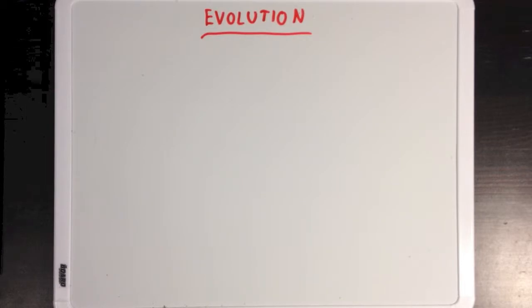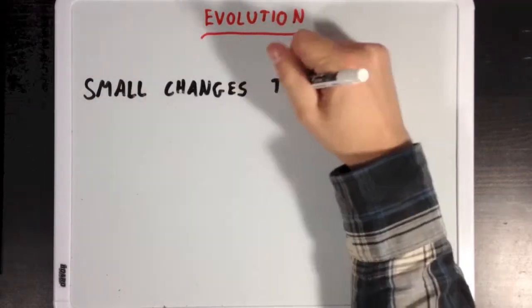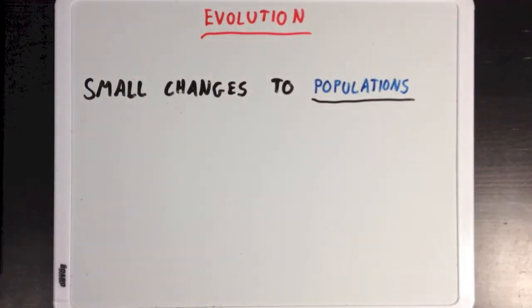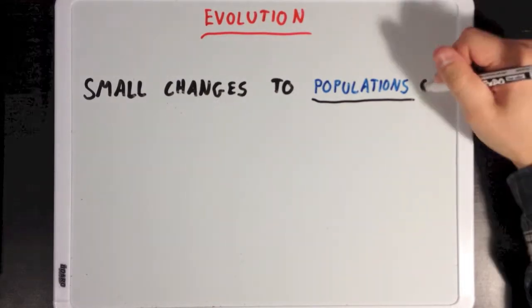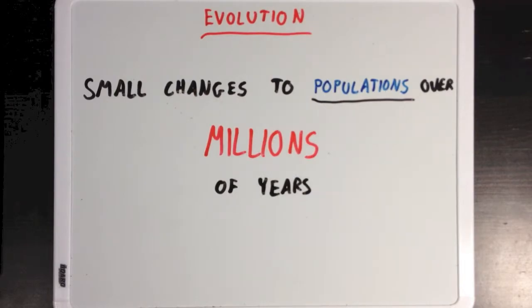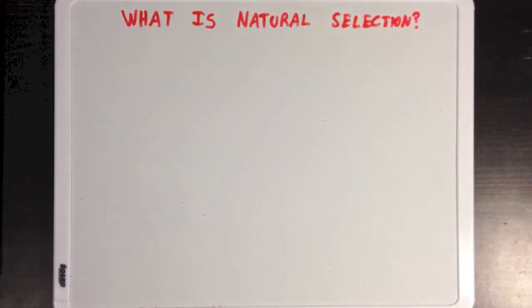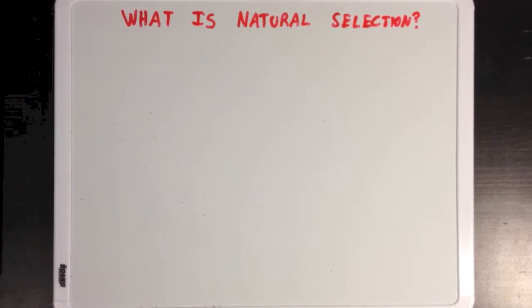I want to clarify that this is not what we're referring to when we think of evolution. Evolution is a process that occurs to populations of an organism, not individual members. And it occurs over huge amounts of time, and we're talking millions and millions of years for even small changes. So natural selection is one of the forces that ultimately drives evolution. But what is natural selection exactly? Well, why don't we jump right in and look at an example?